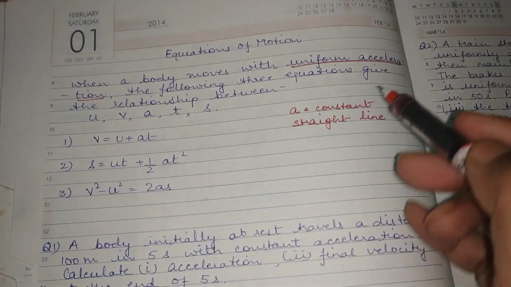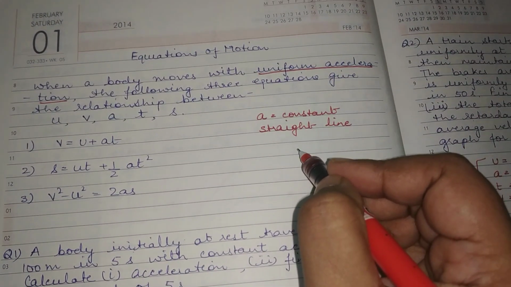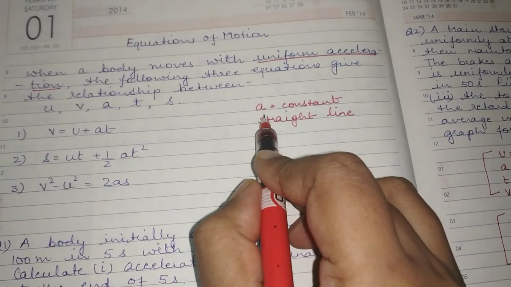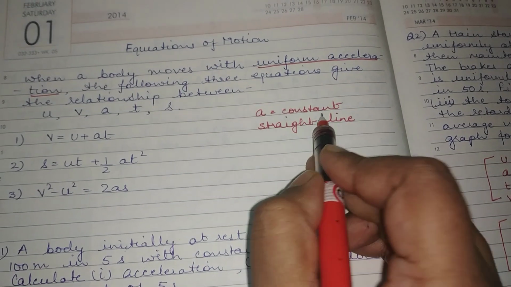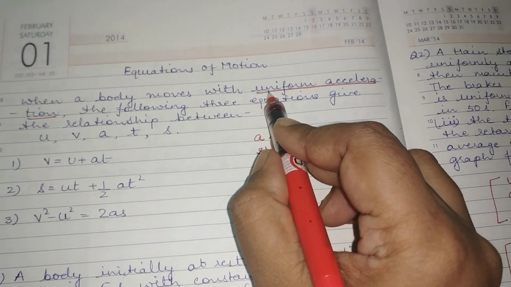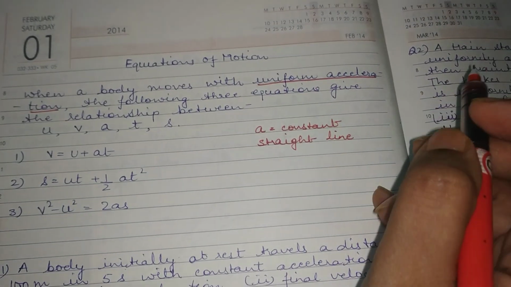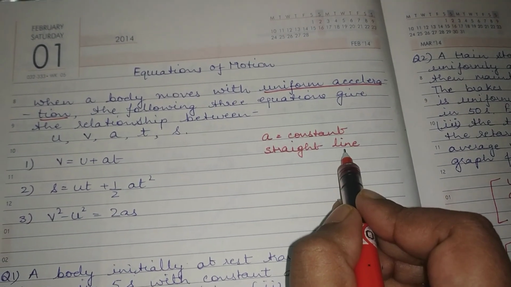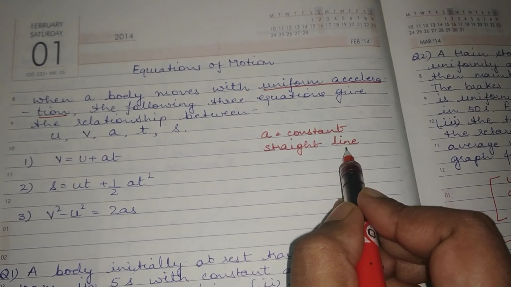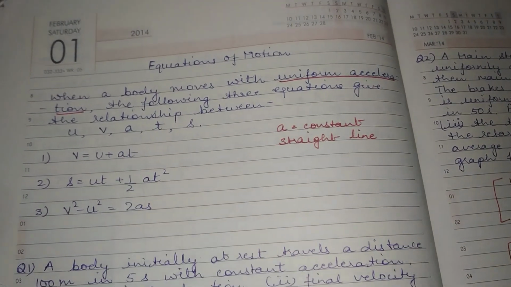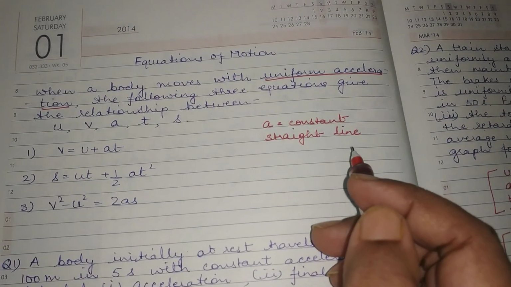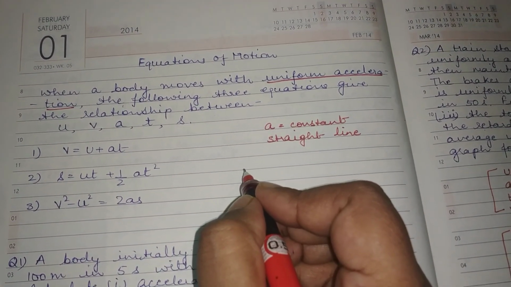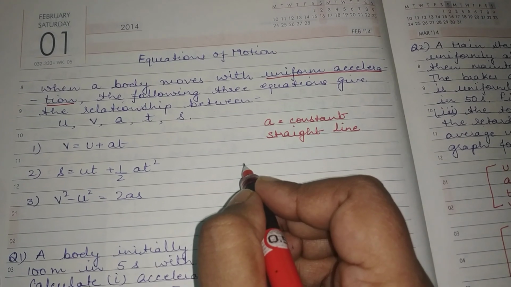Okay? But there is a condition, and the condition is that these equations of motion are valid only when the acceleration is constant. That means when the body is moving under uniform acceleration, as well as when the body is moving in a straight line. These equations of motion do not hold true, or are invalid, when the body is moving non-uniformly.